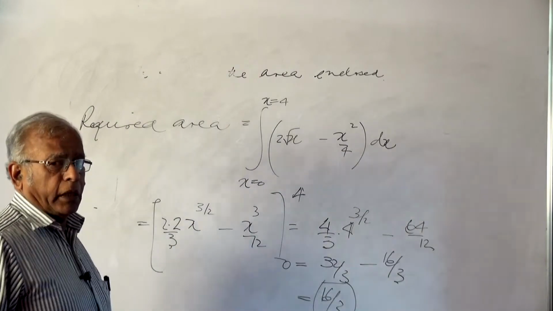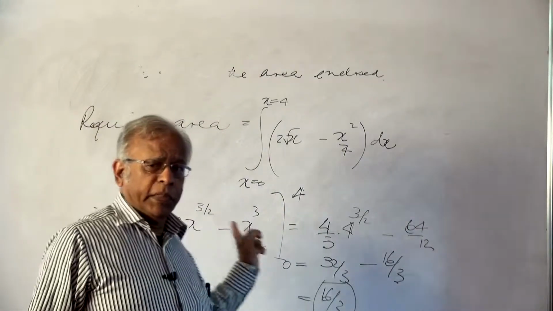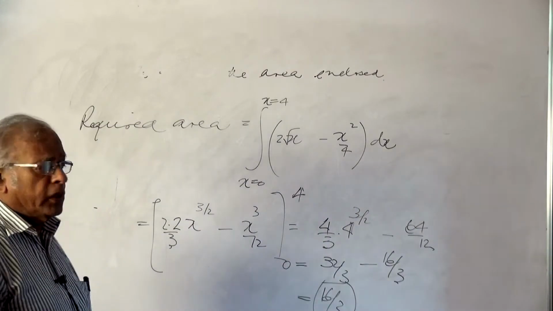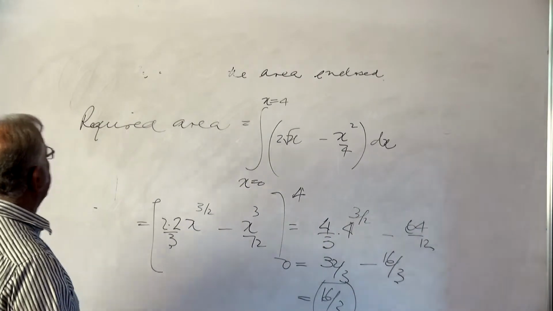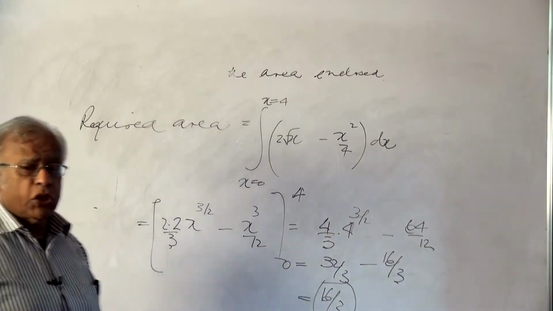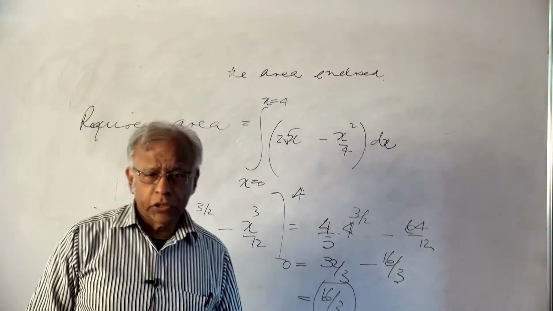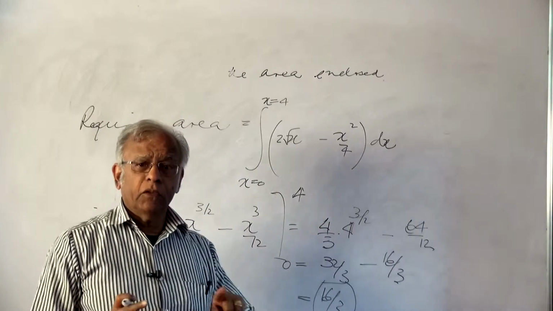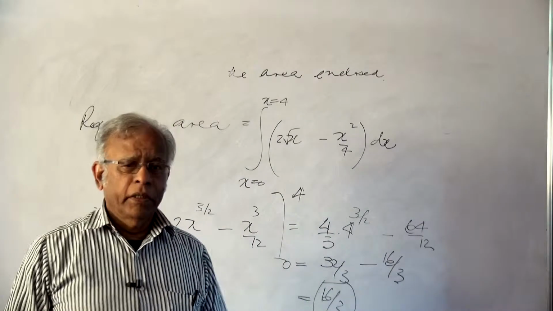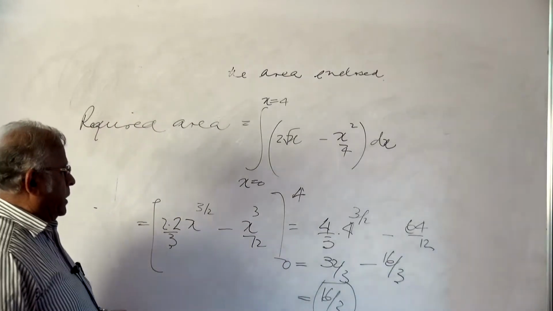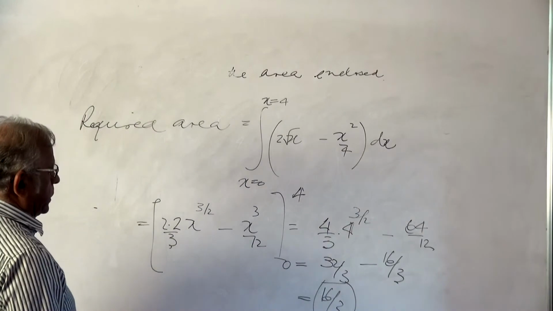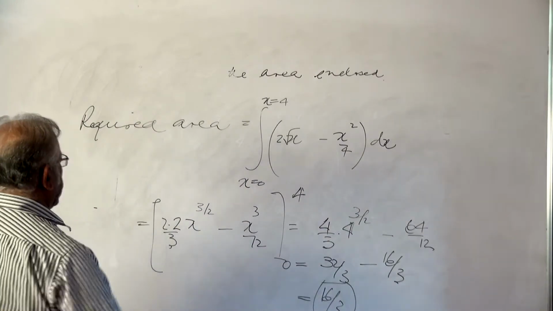Actually, I have taken in this particular case a very special case of a more general problem, which says: show that the area enclosed between y square is equal to 4ax and x square is equal to 4ay is 1/3 of the total area. 4a is 16, a square by 3.